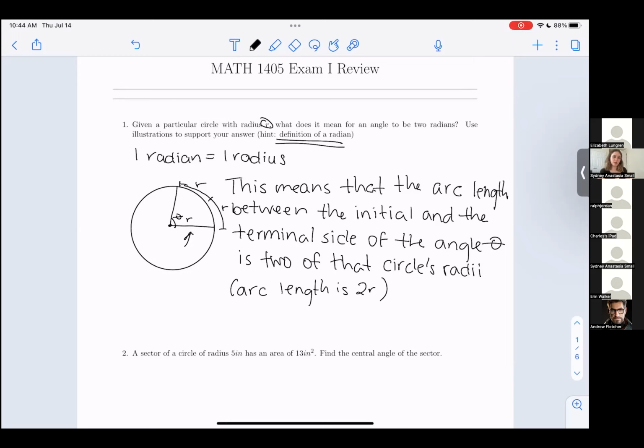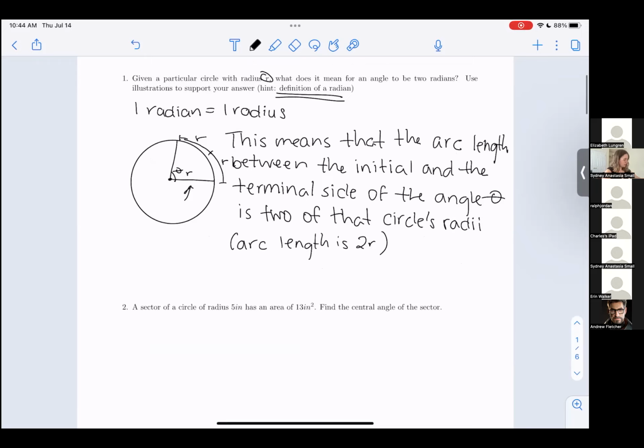Any questions on that idea? Okay, let's keep going then.